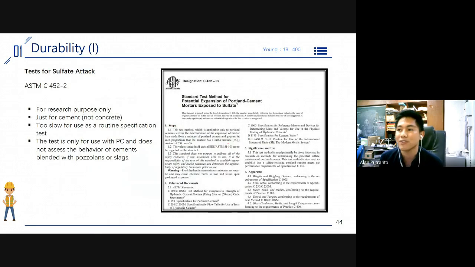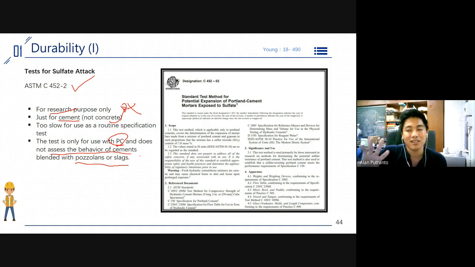This is another test for the sulfate attack. We have the ASTM C452, and I think we have two ASTM standards to test it. But actually, this ASTM is just for research, not for practical issues. And this one is just for cement, not for concrete. Also this kind of test takes too much time for routine testing, so it's not applicable in practical issues. And the test is used only with Portland cement, not to assess the behavior of cement blended with pozzolan or slags. Okay, I will tell you why later.